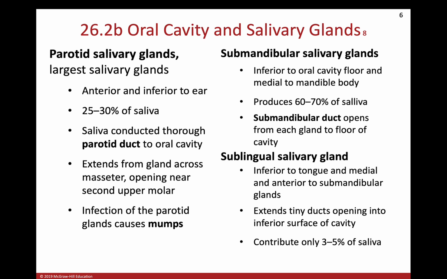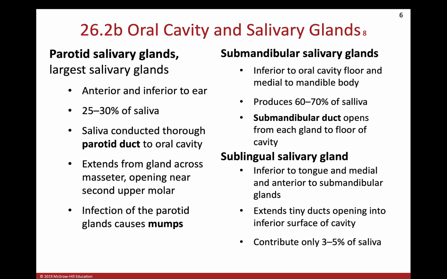The last set are the sublingual salivary glands. They are inferior to the tongue and medial and anterior to the submandibular glands. They have these tiny ducts that extend into the inferior surface of the oral cavity. These contribute only 3 to 5% of total saliva production.